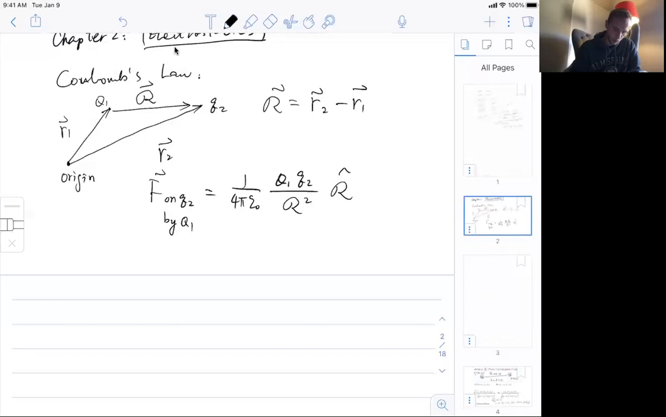Or you can always think of this as script R pointing from the source to the point of interest. In this case, I'm interested in the force by Q1, so Q1 is my source. We can also view this as if Q1 has generated an electric field around it, and Q2 inside this field feels the Coulomb's force. So Q1 is your source. That's why script R is pointing from Q1 to Q2. That's another way we can memorize where script R is pointing.